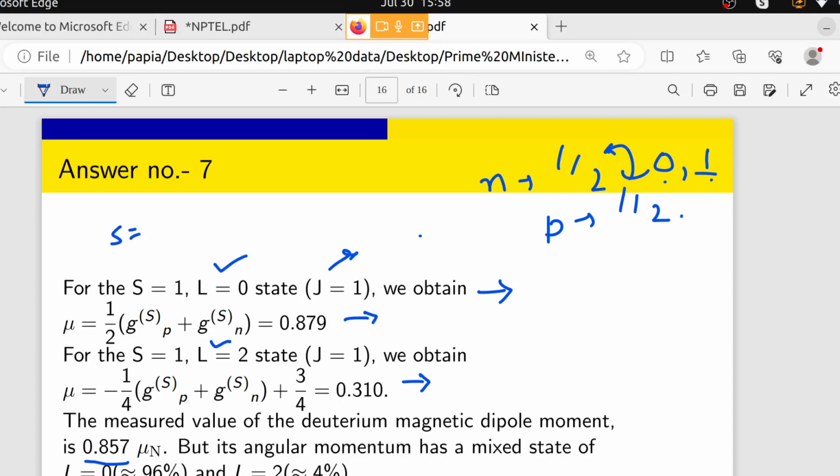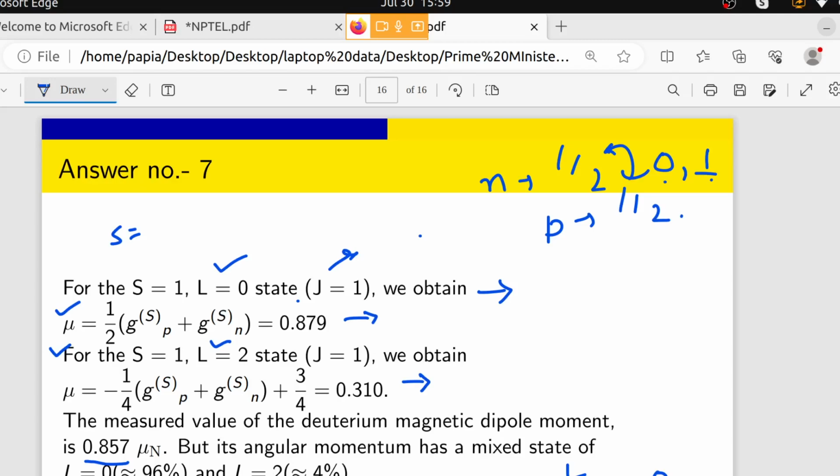Basically, deuteron is H-1-2, and here the parity is always positive. If parity is positive, then L can have 0 or 2, because parity is (-1) to the power L. If L is 0, it gives positive; if L is 2, it also gives a positive value. So L can be 0 or 2, and the main question is how much L equals 0 contributes to the mu calculation, and how much L equals 2 contributes. This is the expression for S equals 1 and L equals 0 state, and this is the expression for S equals 1 and L equals 2 state.